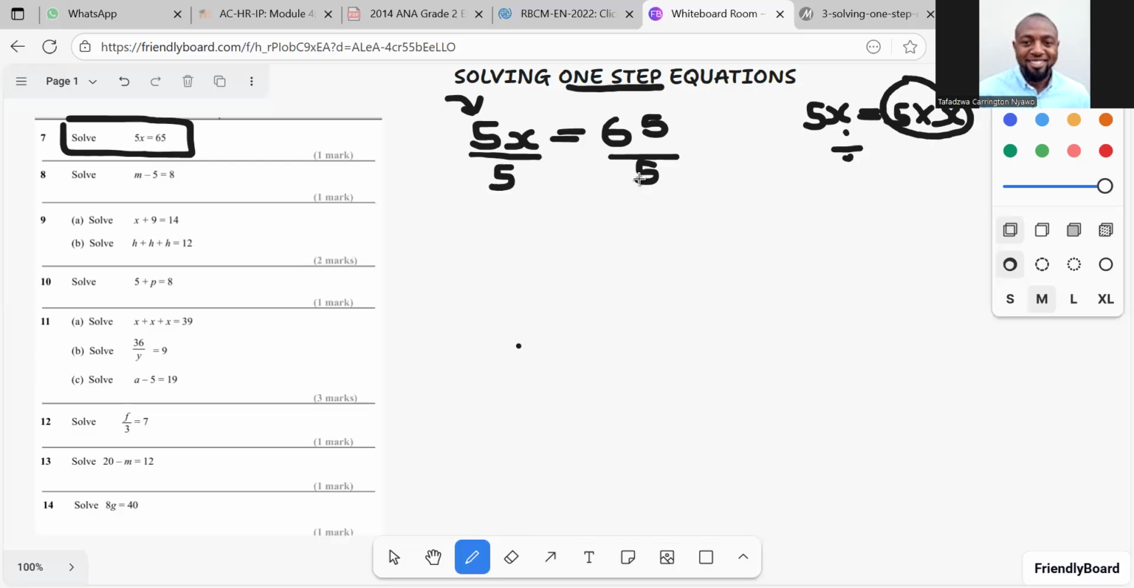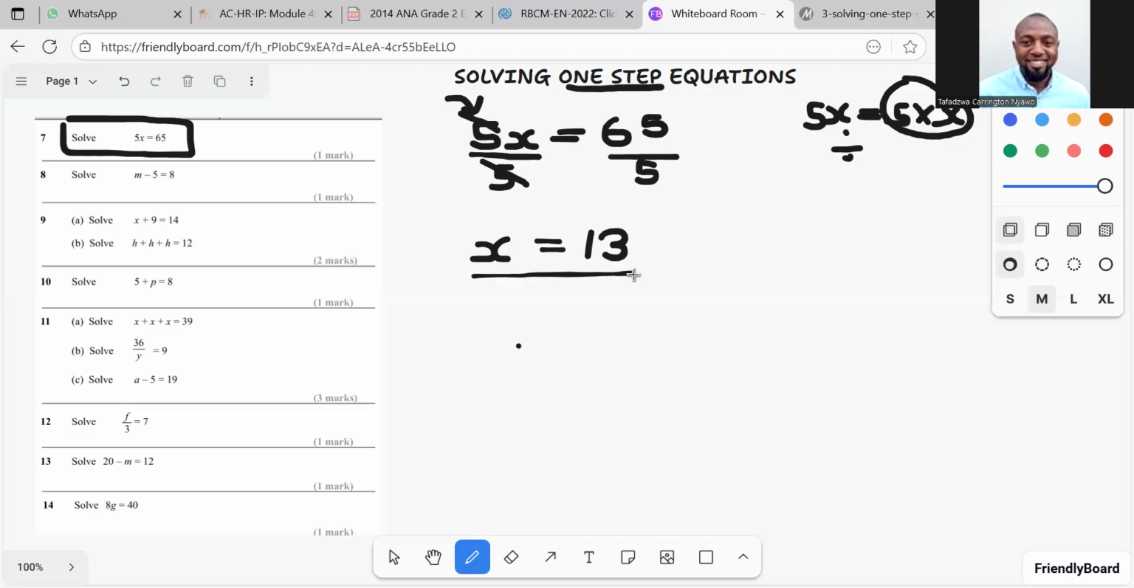All right. So now you can see that these two 5s will just cancel out. And then I'm left with x over here, is equal to 65 divided by 5, which is 13. x is equal to 13. So that's my answer. I only needed to take one step in order to solve that equation, and that one step was just to divide both sides by 5.